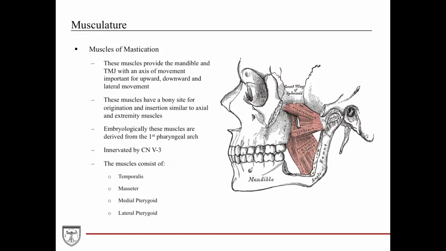These muscles have a bony side for origination and insertion, similar to all the other axial and extremity muscles, so they do differ from the muscles of facial expression. They are derived from the first pharyngeal arch, and like all first pharyngeal arch derivatives, they're innervated by cranial nerve V3. So all your muscles of mastication, your temporalis, your pterygoids, your masseter, are innervated by the mandibular nerve.